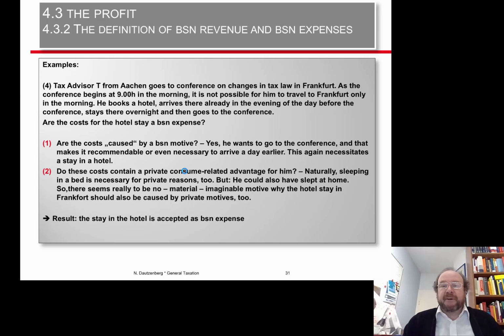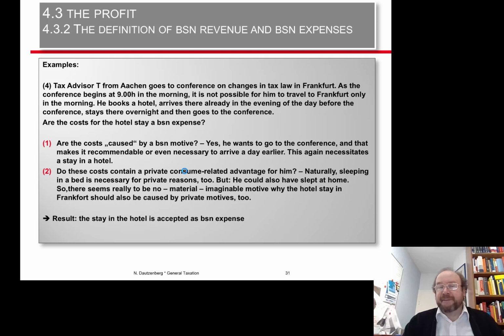So a conference is only worth half of the money if you fall asleep at 10 o'clock already. So he makes the only reasonable approach, books a hotel, arrives at Frankfurt by train in the evening of the day before the conference begins, stays there overnight, and then goes to the conference. Are the costs for the hotel stay a business expense?